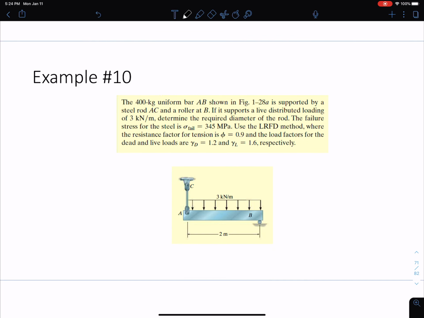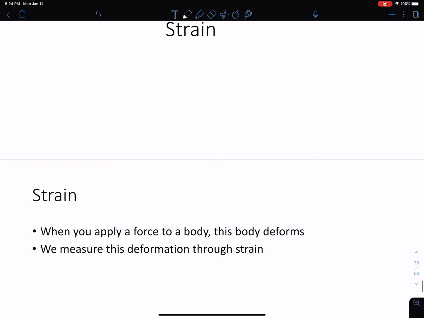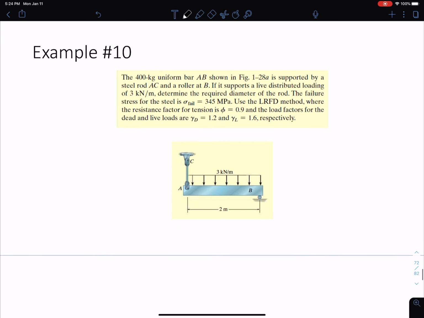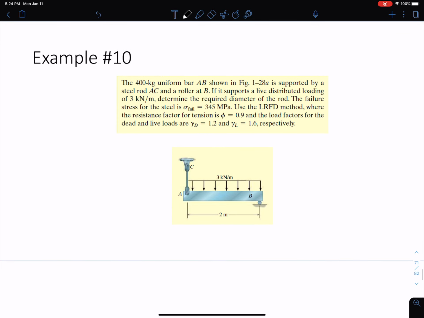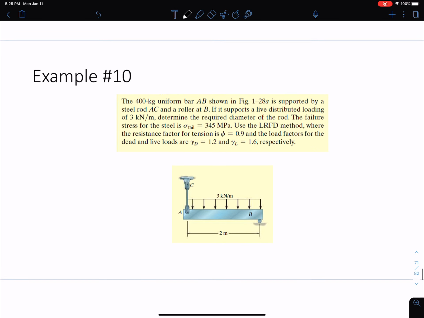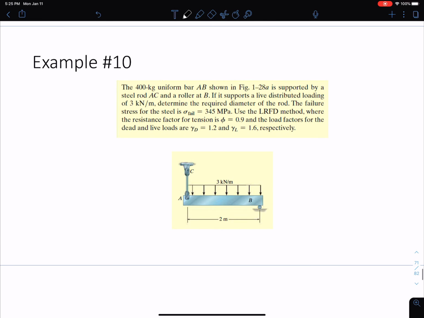Alrighty, let's go ahead. Let me see how many more examples there are. Let's do this last example, and then you'll have one more video to wrap up this topic. I know it was really long, so if you got through to this point, you're already doing well. This is a really good example for LRFD, so let's go through this one.